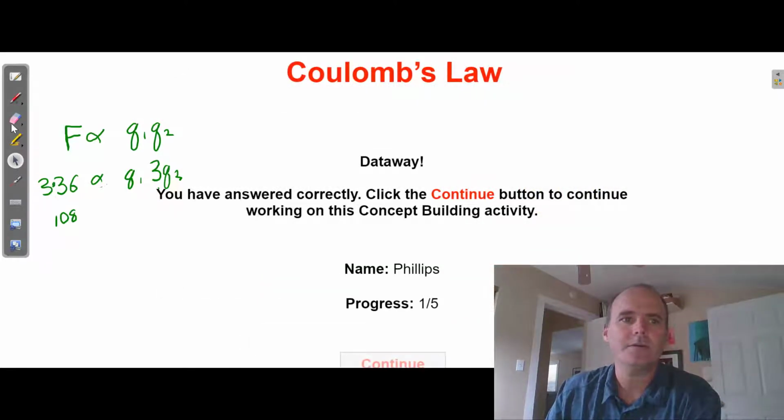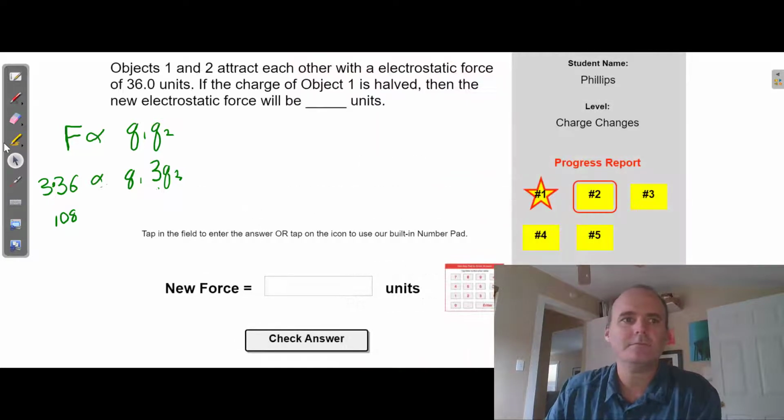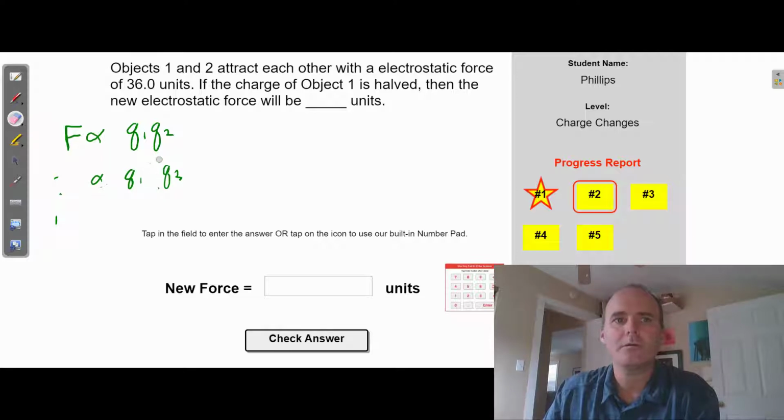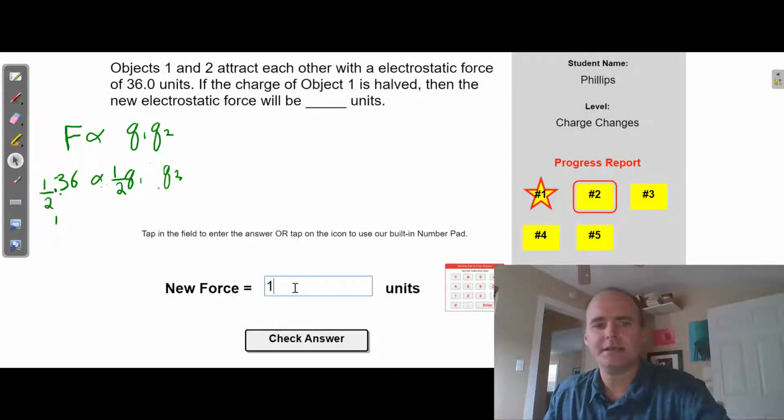Okay, so let's do it again. All right, erase this. It says object 1 and object 2 attract each other with an electrostatic force of 36. If charge 1 is halved, then the new electrostatic force becomes what? My original one was 36, but over here I'm going to halve object 1. Whatever I do to one side, I have to do to the other side. And half of 36 is 18.